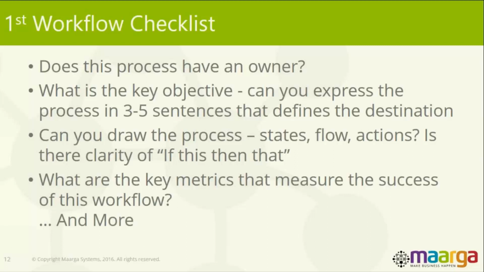And would you be able to draw out the process? If you take a paper and a pencil, would you be able to say, if this happens, then that should happen, and if this is the state of the workflow, then I should be able to do A, B, C, D, E, and after this particular action has happened, so and so should do this? Would you be able to draw this out without confusion? And also, do we have metrics that measure the success of this workflow?